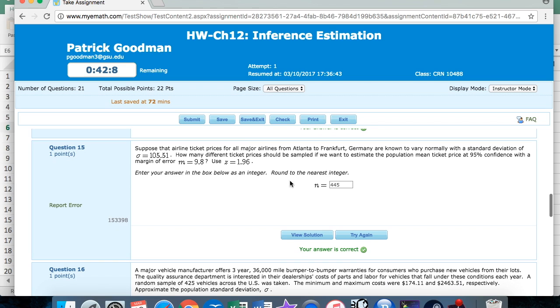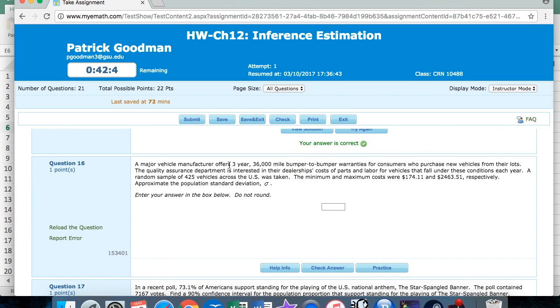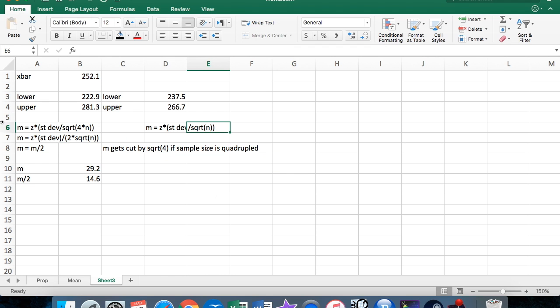Okay, this looks like this is the same thing. The maximum cost is 17,000. Approximate the population standard deviation sigma. It's another one, right? So basically, they're kind of beating you to death with this formula.